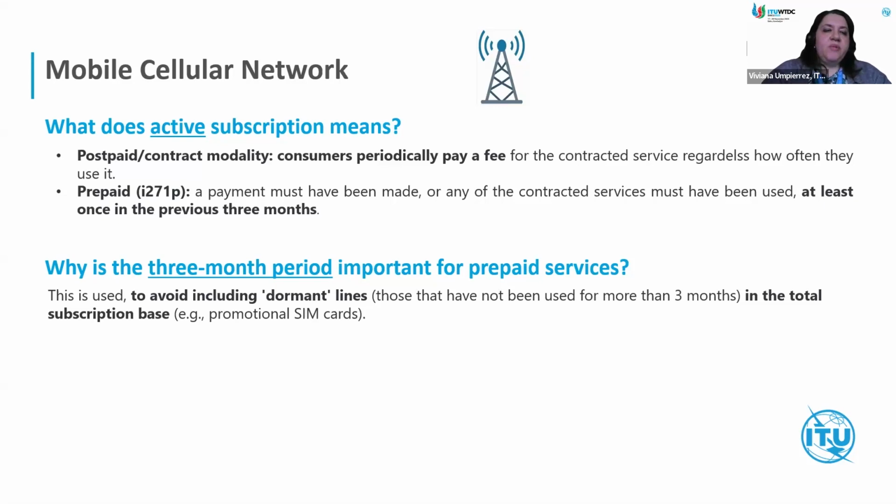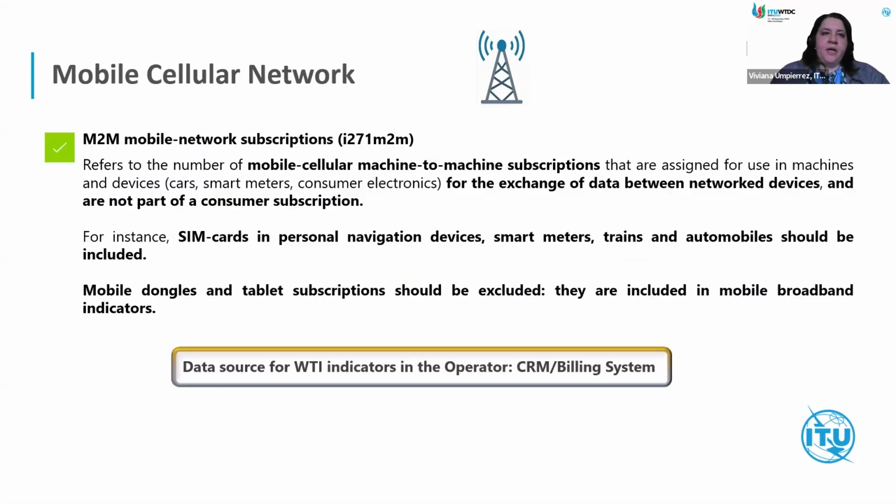In addition, we would like to avoid what we call the seasonal effect, which is, for example, when an operator, in terms of promotions, gives promotional SIM cards to tourists in the summer, and after that they give them for free, and after that those cards are not used. So in this case, we make sure that the services are active and have been used.